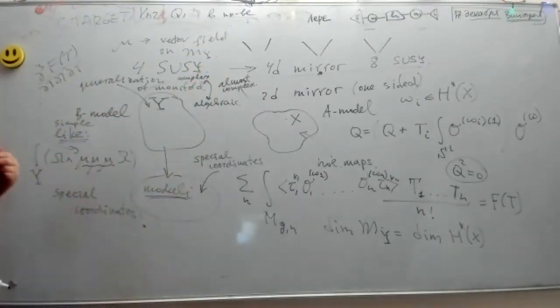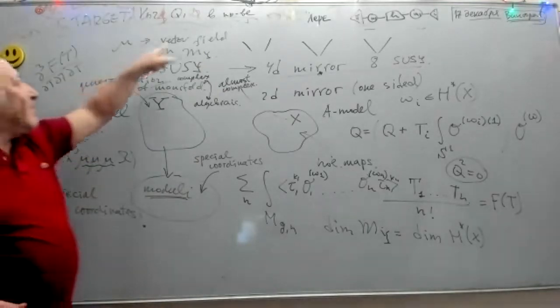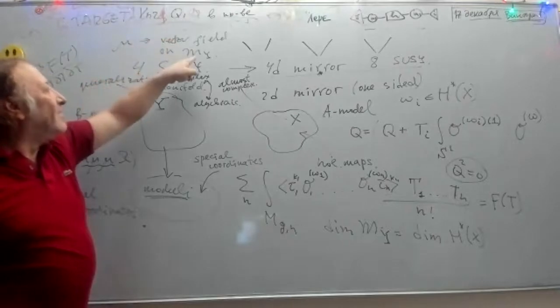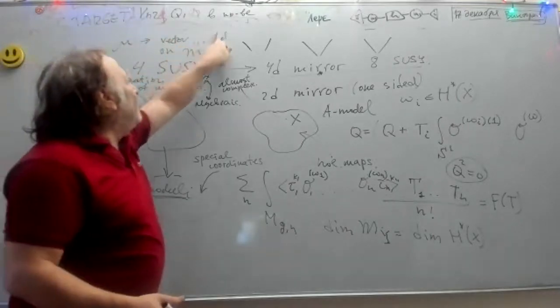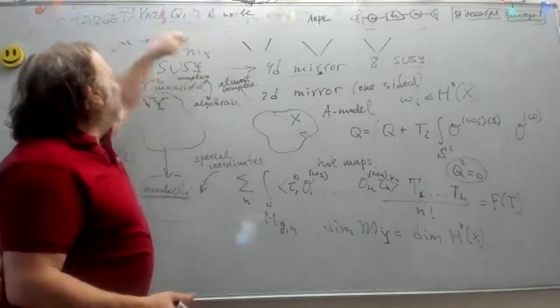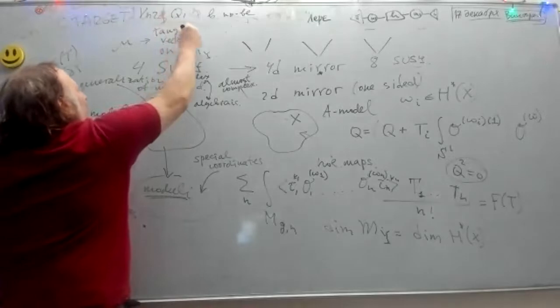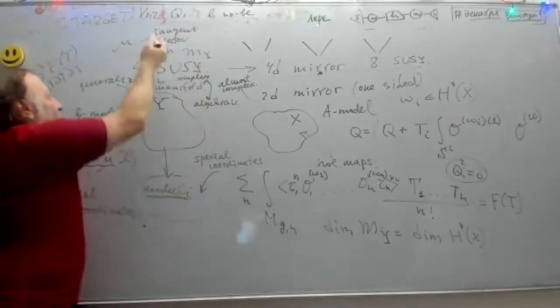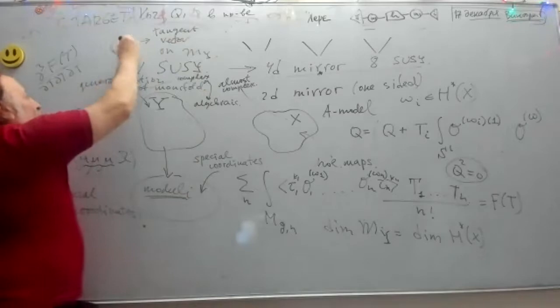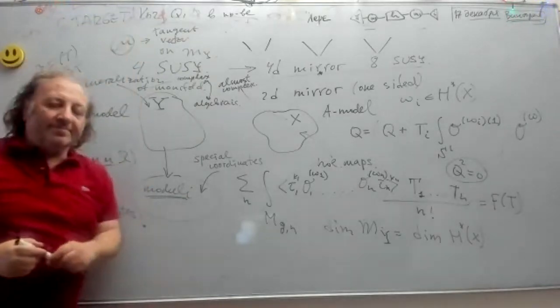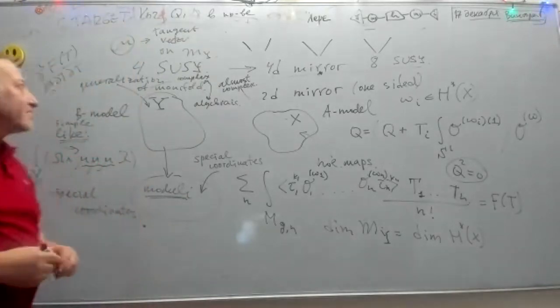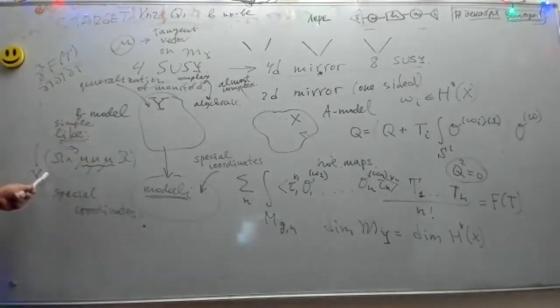Actually, if you have a tangent vector, you can have this formula, because mu is a tool. If you have a tangent vector on MY, you may construct mu out of it. So this formula is a map. It takes three tangent vectors.